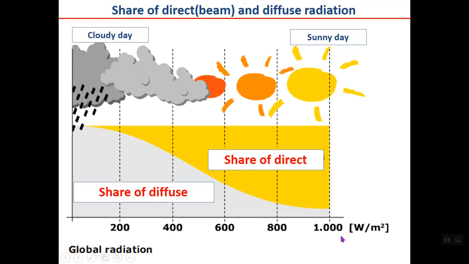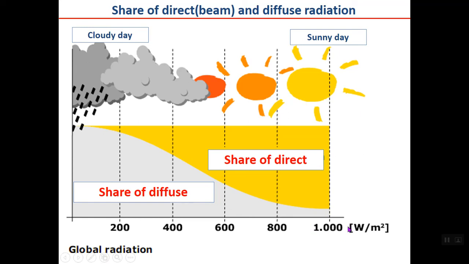One point I want to remind you here. You may remember the solar constant, which was the solar intensity on a surface perpendicular to the sun rays and outside the atmosphere, or neglecting the atmospheric effect, is 1,367 watt per square meter on average. Please remember this value also. This is just a rough value, because sometimes rough values are needed for us as engineers.